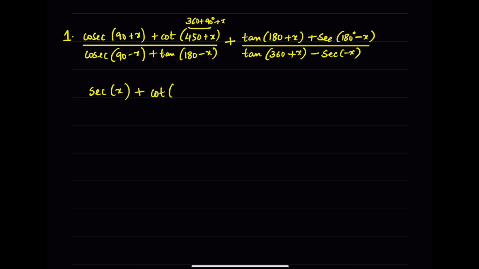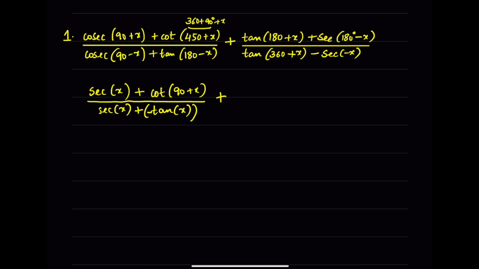cot of 90 plus x divided by, now cosecant of 90 minus x would be cosecant of x because it's the first quadrant, and sorry, this would be secant of x because it is 90 minus x, pi by 2 minus x, the trigonometric function changes, and tan of 180 minus x would remain as tan x, but in a negative value because it's the second quadrant.